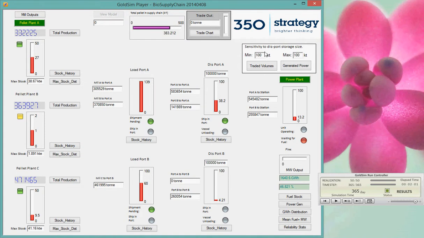We can do sensitivity analysis, we can optimise for various parameters, we can look at the effects of different shipping strategies, different storage sizes, all those kinds of things can be modelled and analysed in this kind of simulation.